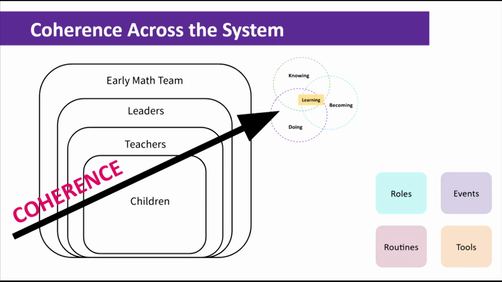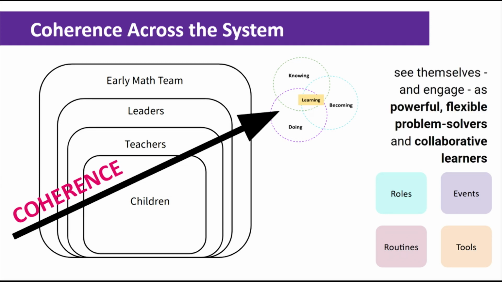So we use knowing, doing, and becoming to think about all of our learners. We think about roles, events, routines, and tools as we try to name the system that mattered for all of our learners. We think about how all of our learners, we hope they see themselves as powerful, flexible problem solvers. And we see all of our learners as on a trajectory, okay? When the early math team meets to think about planning things, they are talking about themselves as on a trajectory. That is important.